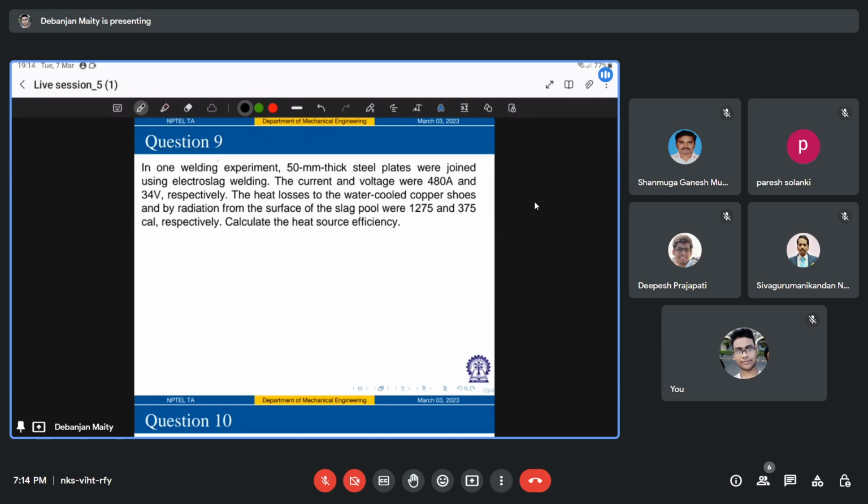What does it tell about? So you have your experiment where you have some 50 mm thick steel plate, and your current and voltage are provided as 480 amp and 34 volt. And then it says that you have some heat losses due to convection and radiation, which are 1275 and 375. Calculate the heat source efficiency.